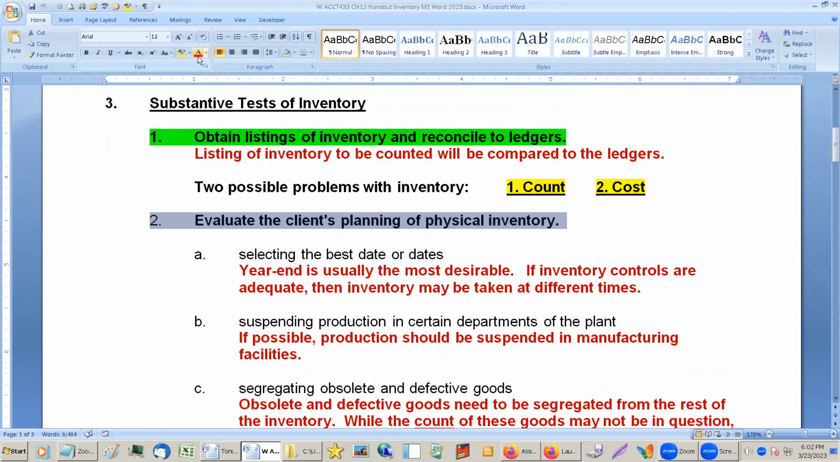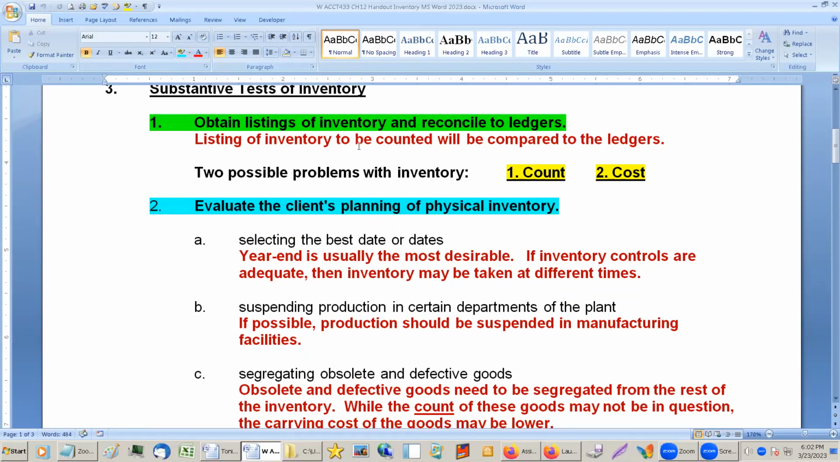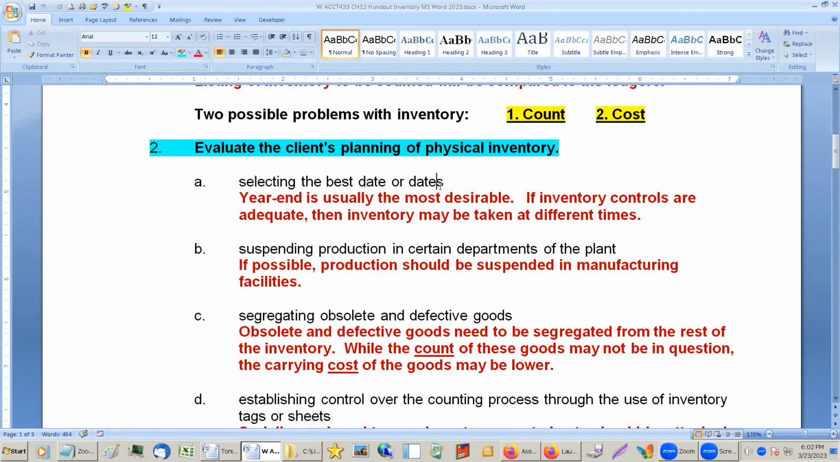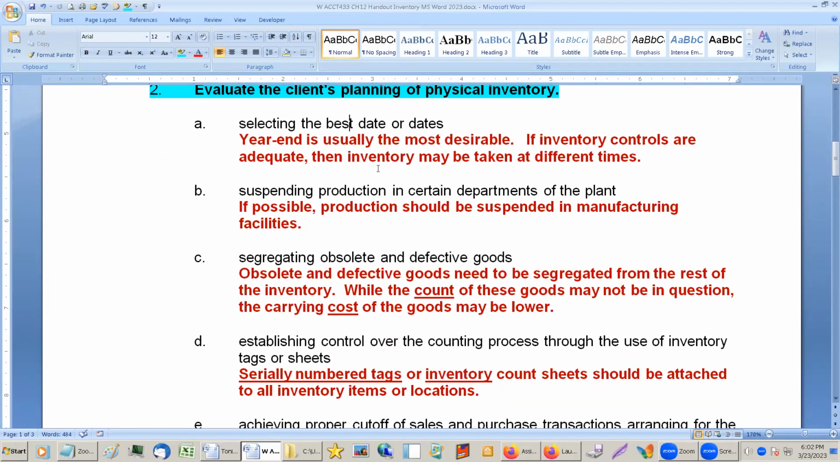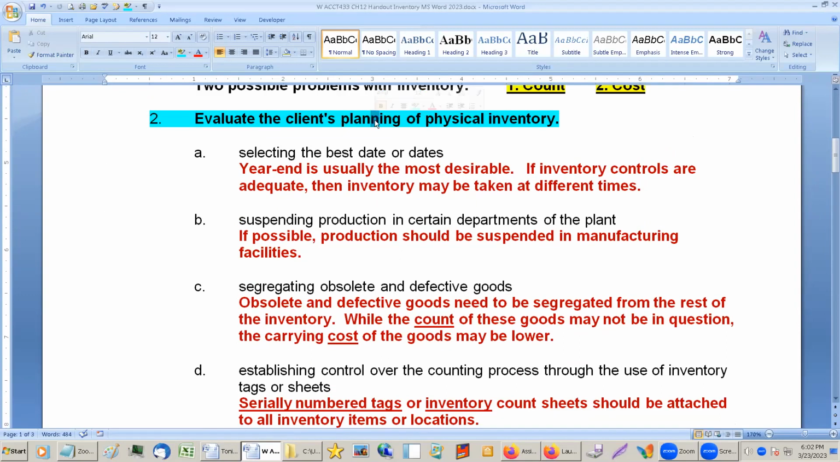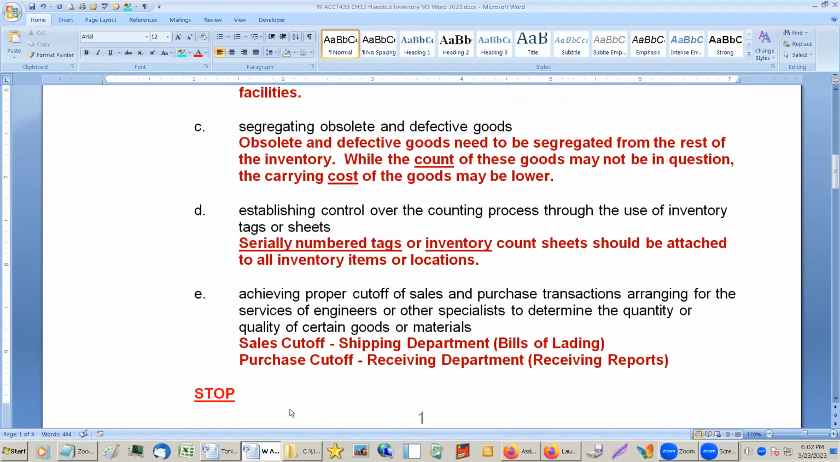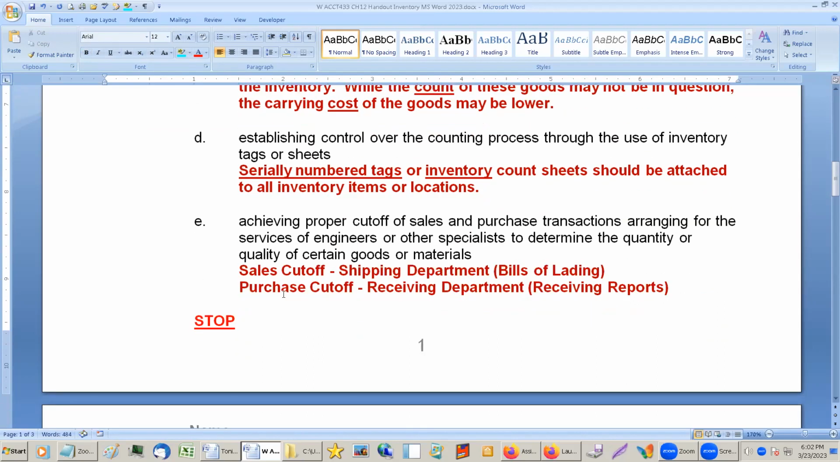So we evaluate the client's plan for the physical inventory. And what you're really doing is looking over to see, first of all, that you can make the dates and all that kind of stuff, but also just to make sure that it's going to be adequate for what you're looking for. It's going to be well planned out, and their plan looks like it will achieve the kind of inventory that we want.